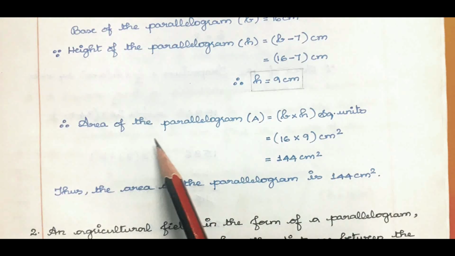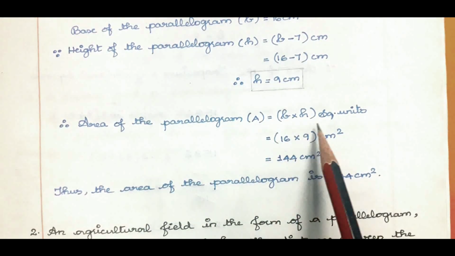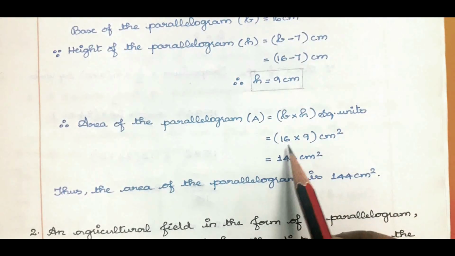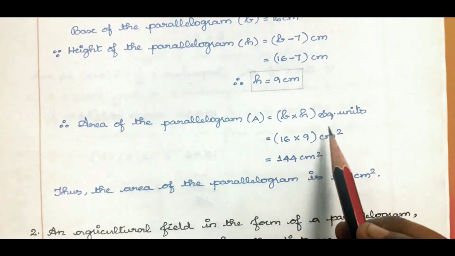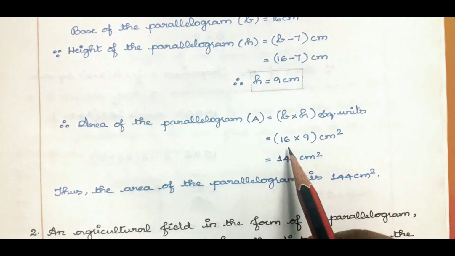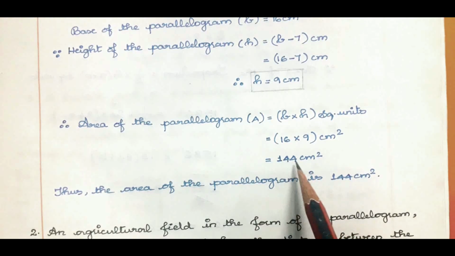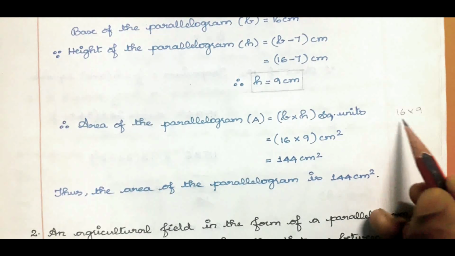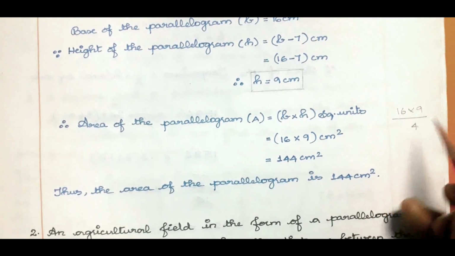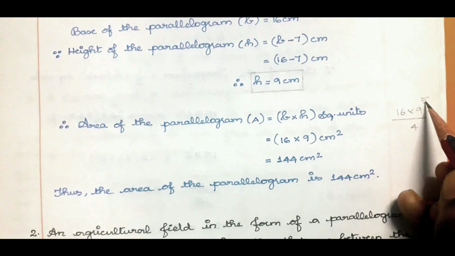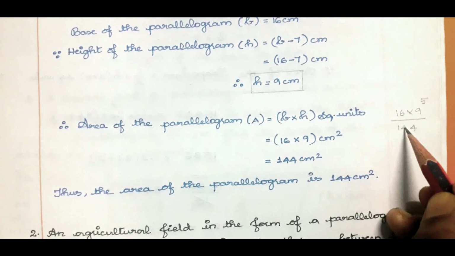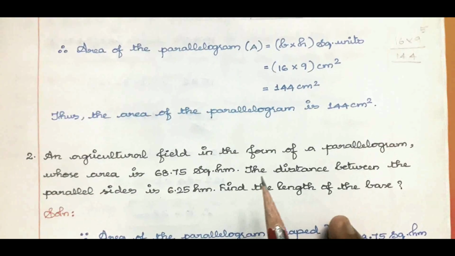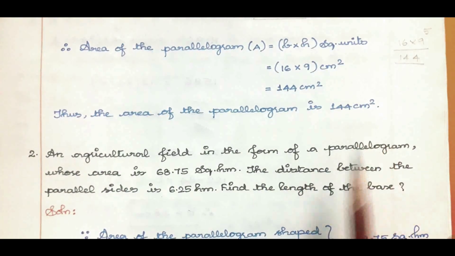Now, they have asked the area of the parallelogram. Since we know the formula of the area of the parallelogram, A is equal to B into H square units, that is base into height square units. Base is 16 centimeter, height is 9 centimeter, square unit centimeter square. 16 into 9 will give you 144 centimeter square. 9 6s are 54, remainder 5, 9 plus 5, it's 14. So, the answer is 144 centimeter square. Thus, the area of the parallelogram is 144 centimeter square.